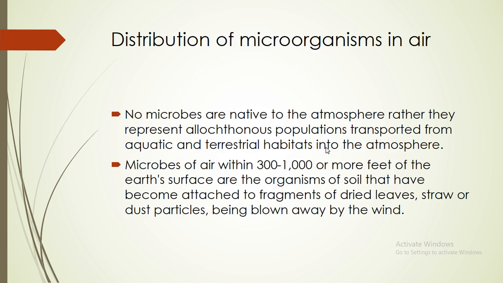Now let's see how they are distributed in air. As you know, no microbes are native to the atmosphere, they represent an allochthonous population. That means they are transient. They are not living inside that environment. They may come or they may go. So with respect to aquatic and terrestrial habitat, they are not native. Species vary greatly in their sensitivity to a given value of relative humidity, temperature, and radiation exposure.